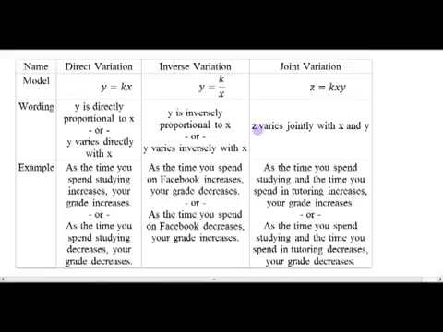With joint variation, the language would say something like z varies jointly with x and y. So an example of this would be as the time you spend studying and the time you spend in tutoring increases, your grade increases. Or as the time you spend studying and the time you spend in tutoring decreases, your grade decreases. So you can see joint variation is very much like direct variation. It's just that we have more than one thing that's acting on our proportion.